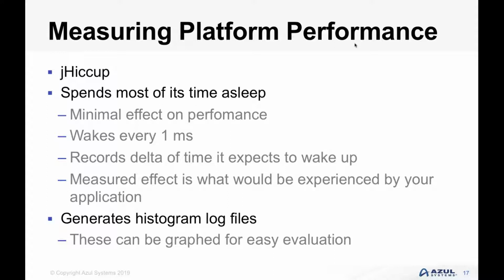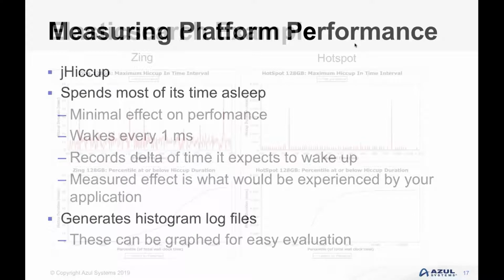If you're running on a machine where you have garbage collection pauses, then you go to sleep for 1 millisecond, a 20 millisecond garbage collection pause happens, and your thread can't do anything, even the thread that's measuring JHiccup, so it has to wait 20 milliseconds until it can wake up, and therefore it monitors the difference in time. From that, we can generate some histogram log files, and then we can graph those to show how well things are working. So here's an example.